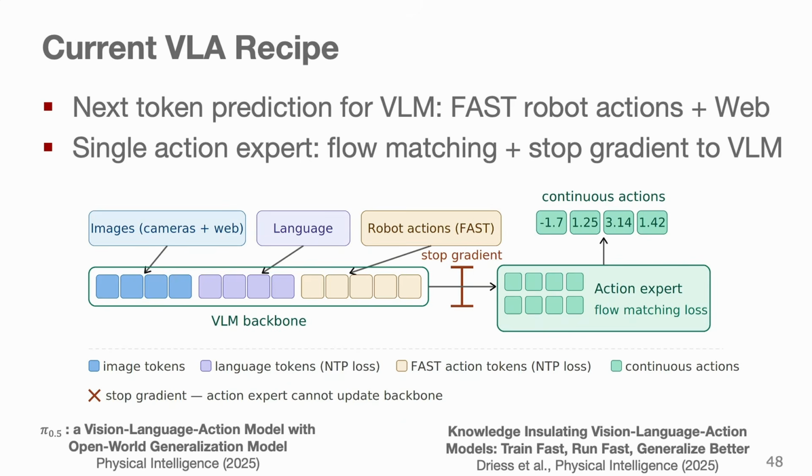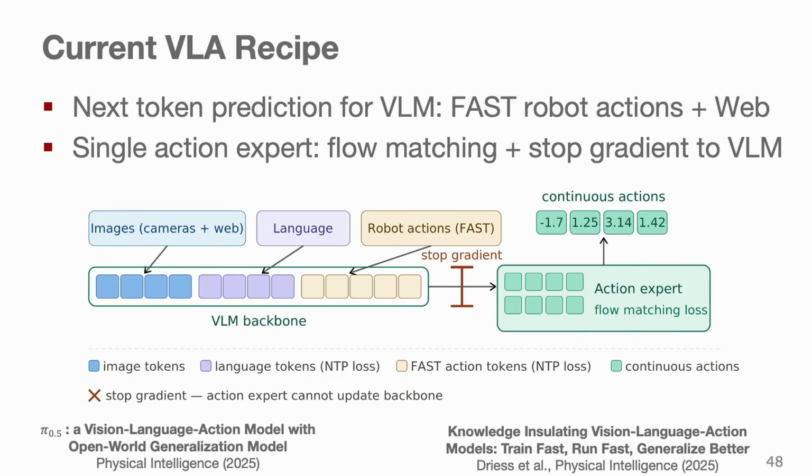And so first here, the VLM backbone is trained with next token prediction on a mixture of FAST tokenized robot actions and web data. Co-training on web data helps to preserve the capabilities of the VLM backbone and avoids catastrophic forgetting. And the FAST tokens are good for representation learning too. We already covered a few lectures ago how FAST tokenization works, if you remember.